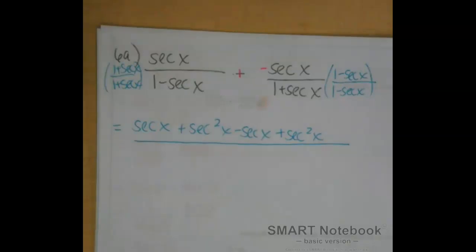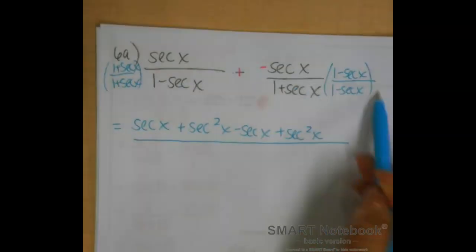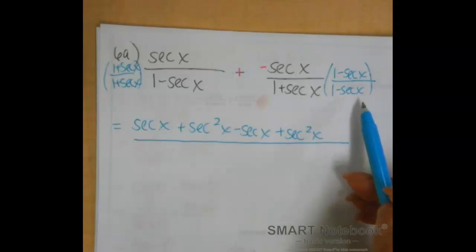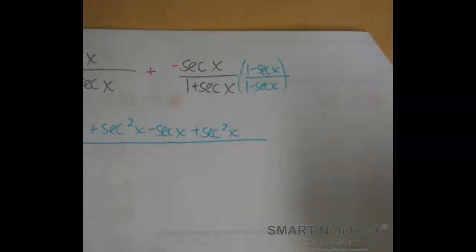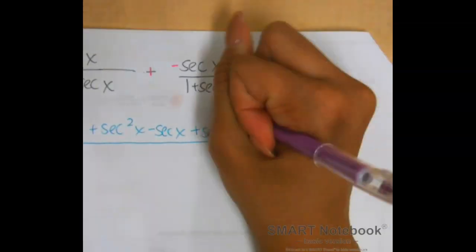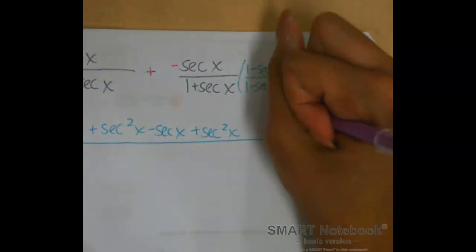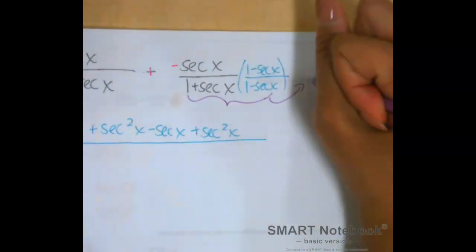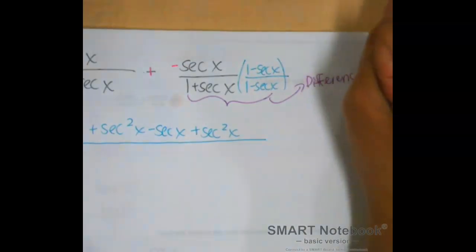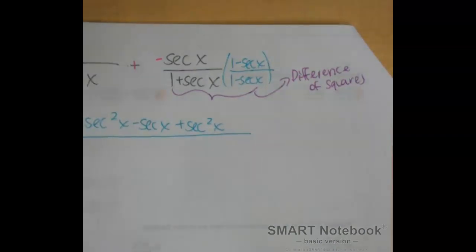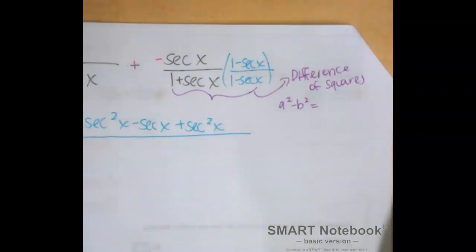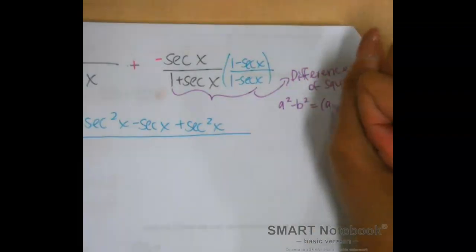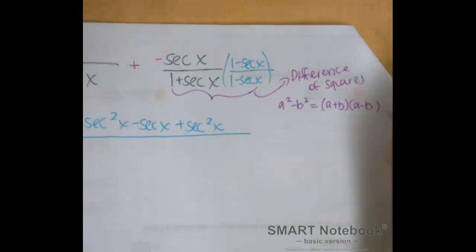Let's be honest, we don't want to multiply this out. What does this look like when you were back in Algebra 1, or even Algebra 2? It is a difference of squares. That's why we went through it in Algebra 2. With difference of squares, if you have a squared minus b squared, your two binomials will just be a plus b and a minus b.